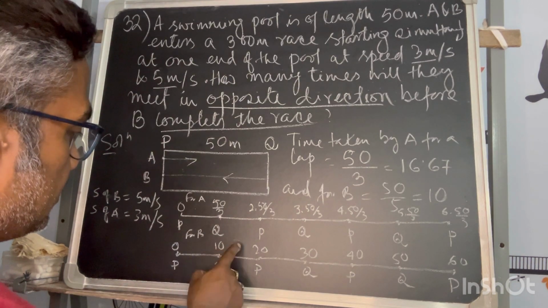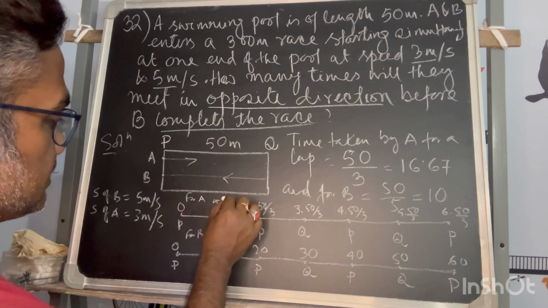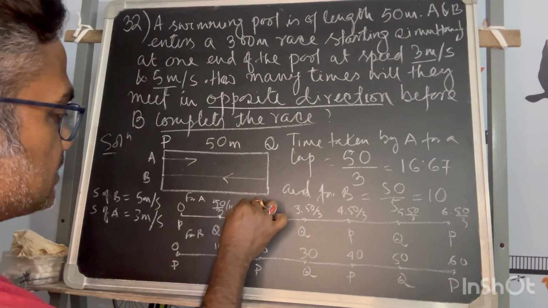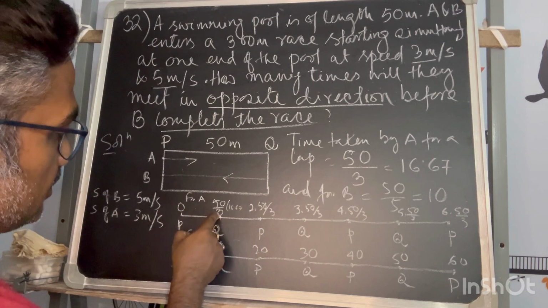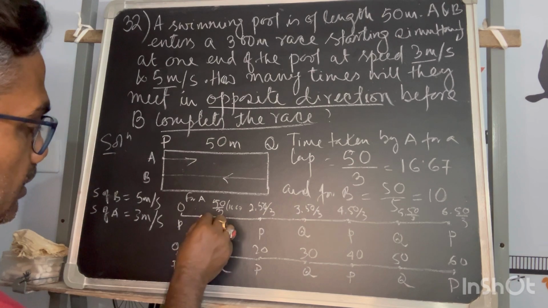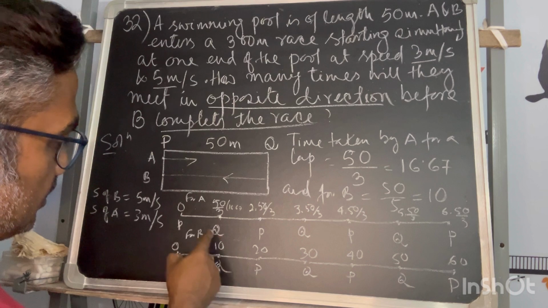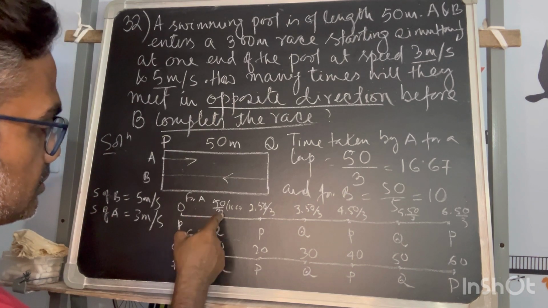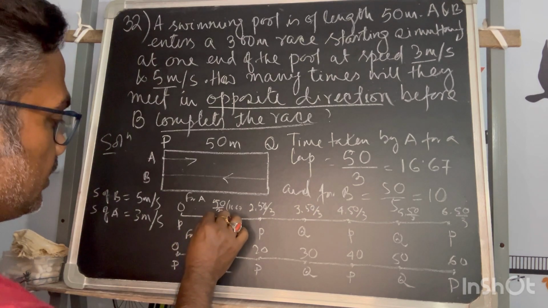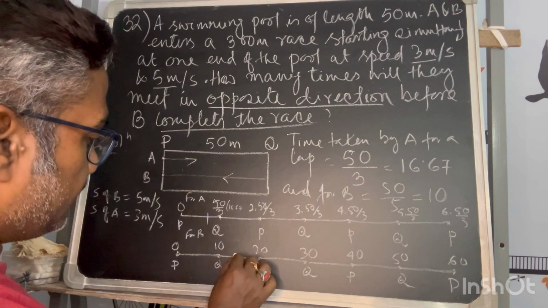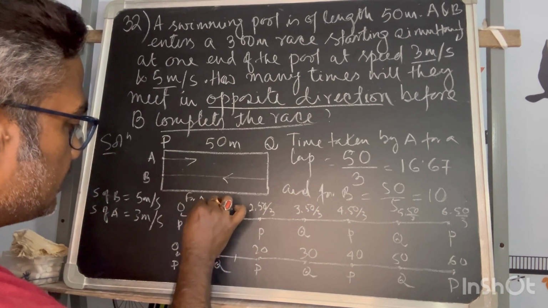So let me check in between 10 and 20. This is exactly 16.67, which is less than 20 but more than 10. So before A reaches Q, when B has crossed 10, meaning B is at Q and moving towards P, A will still be between P and Q, because he takes 16.67 to reach Q. So he will be somewhere in between. So there is a chance of a meeting. So I can write it as the first meet.